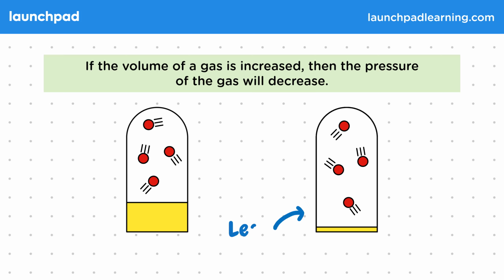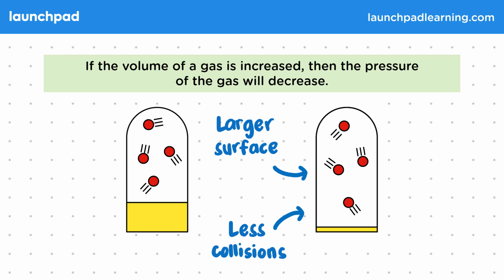Now there will be less collisions between the molecules and the walls, and the forces from these collisions will be spread out over a larger surface. Together this means the gas exerts a smaller pressure. And again, we can also think of this as the gas having to take up a larger volume if its pressure decreases. But how can we confirm this relationship is correct?